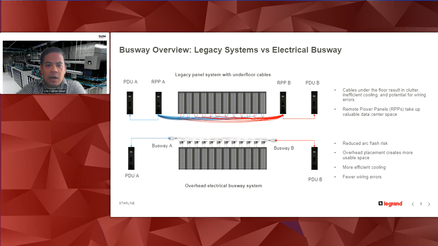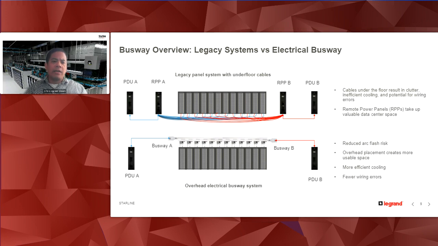Routing cables under floor really could result in clutter. We did see some inefficient cooling with that method as well. And then I think the biggest issue was that there was a potential for wiring errors, because you were distributing it from the RPP, routing the cables under floor, and then ultimately ending up in the back of the rack. Ultimately, RPPs really took up valuable data center space with that type of topology.